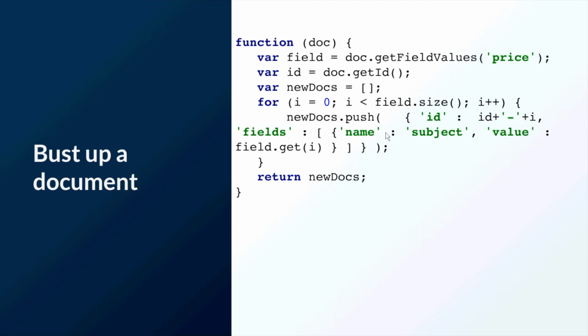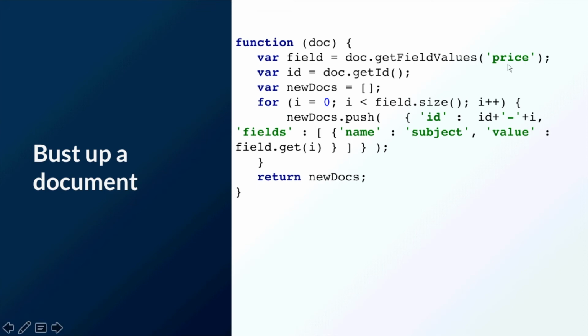Fusion's parsers generally do a good job of taking a file and turning it into the appropriate number of documents. However, sometimes you need to grab bits and pieces and create new documents. In other words, you need to bust up a document, and this creates a new set of documents. Note that in this case, we're returning a collection of documents instead of just one.